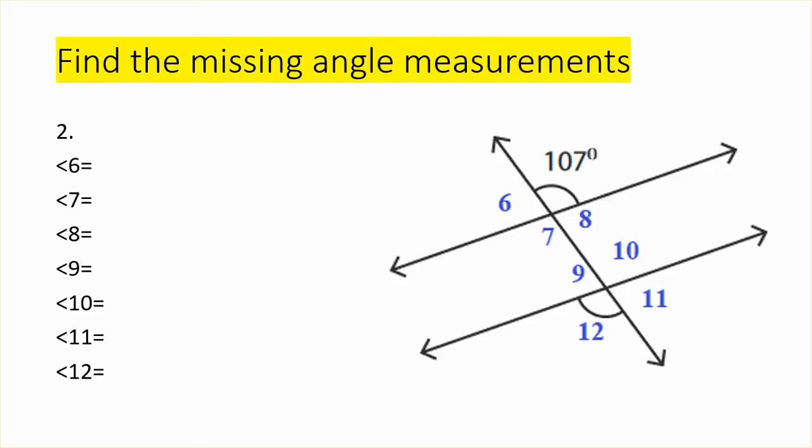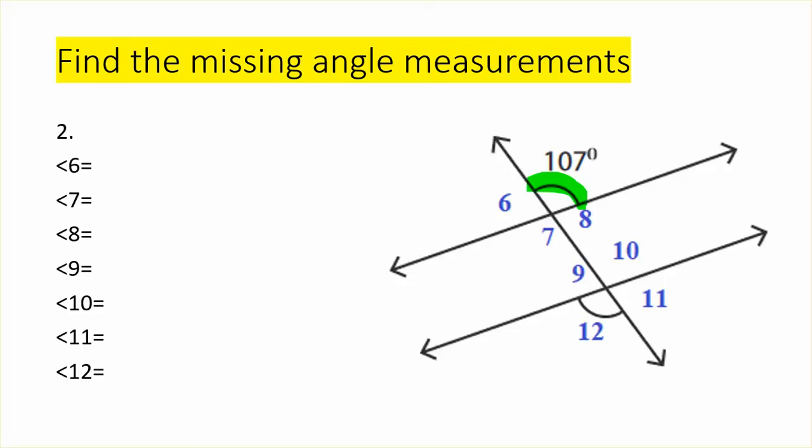Let's do another problem that you should write down. So on your paper, let's do number 2 together. We're going to find the missing angle measurements. You'll notice we were given one angle. We're told that this angle over here is 107.